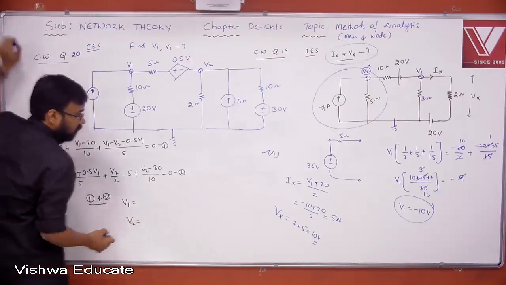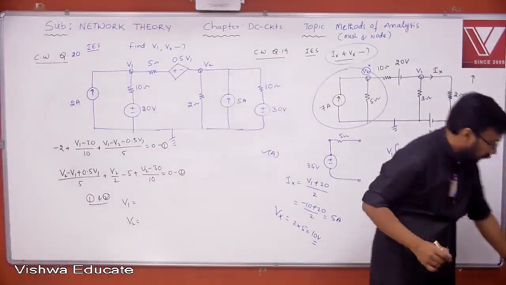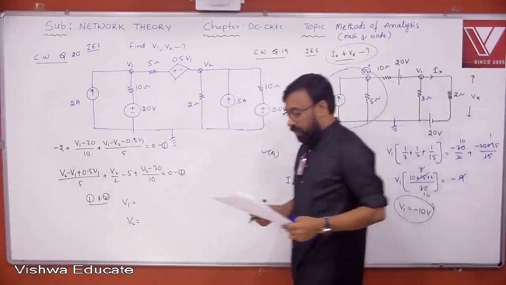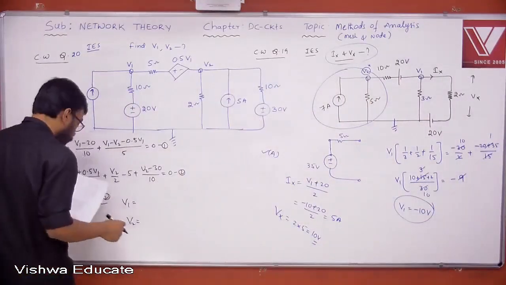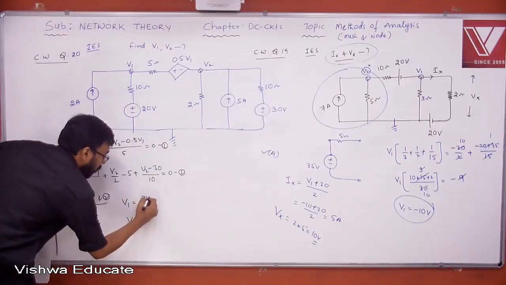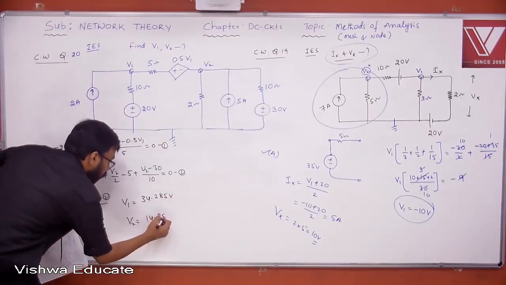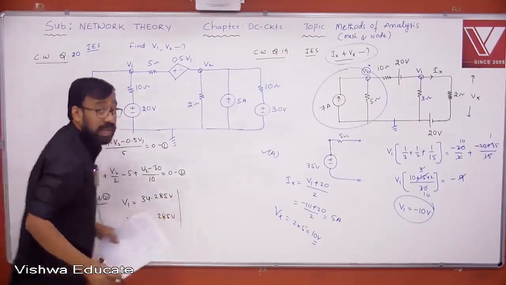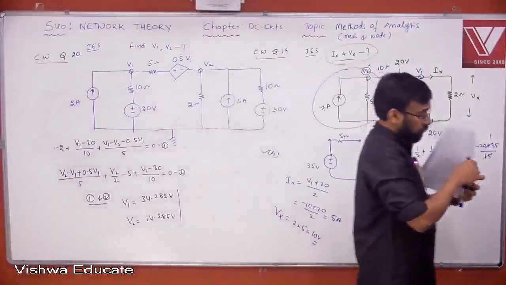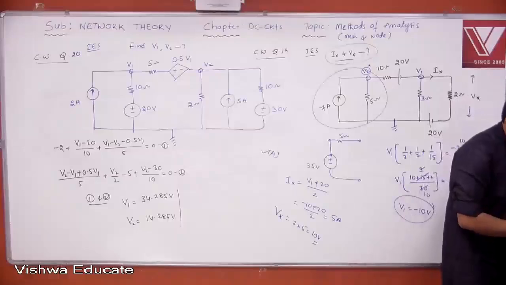Solving 1 and 2, you get V1 and V2 values. I just give you those answers, all of you please note down. You must be good at solving the equations, right? So I give you 34.285 volt and 14.285 volts. So please note this down quickly.